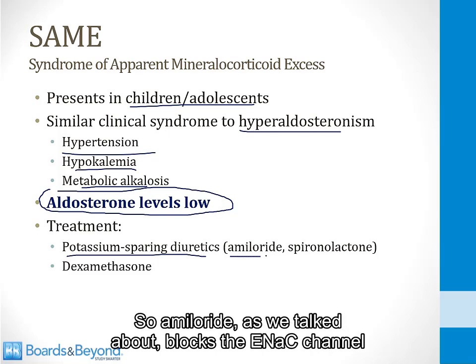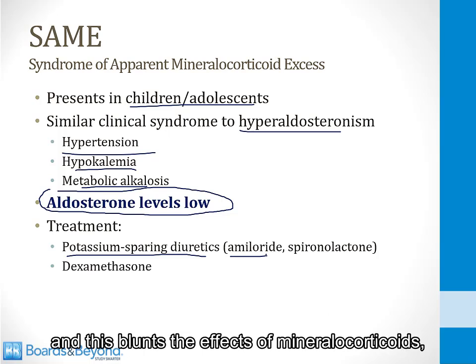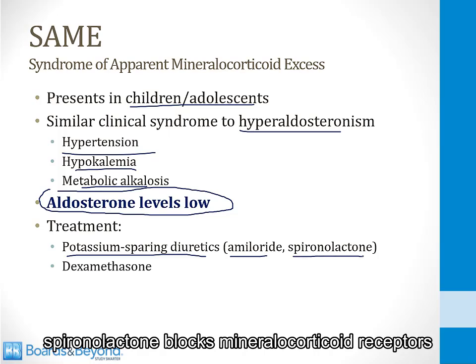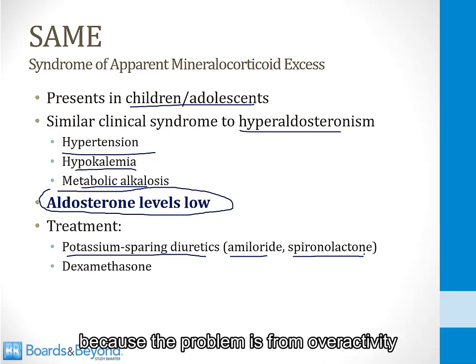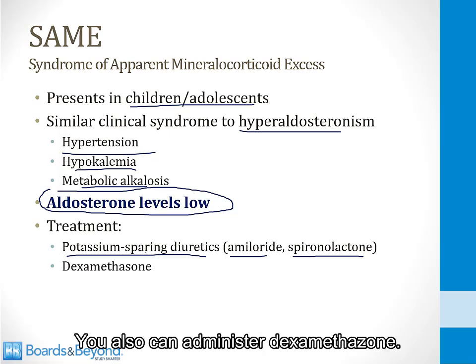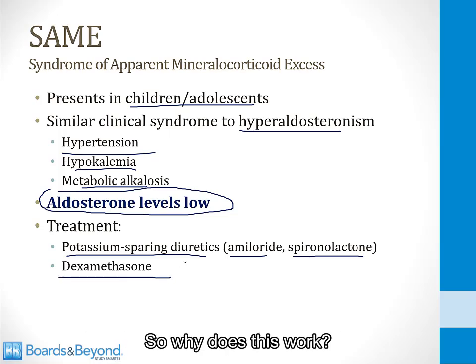So amiloride, as we talked about, blocks the ENaC channel, and this blunts the effects of mineralocorticoids. Spironolactone blocks mineralocorticoid receptors, but that's effective in this disorder because the problem is from overactivity of cortisol on those. You can also administer dexamethasone. So why does this work?